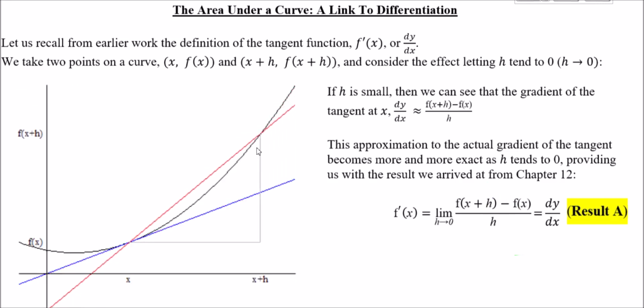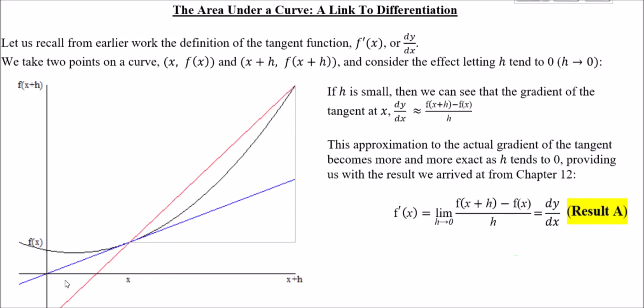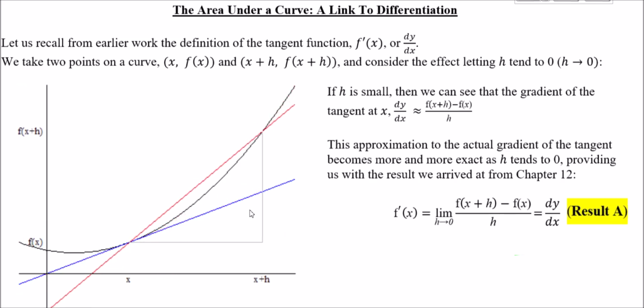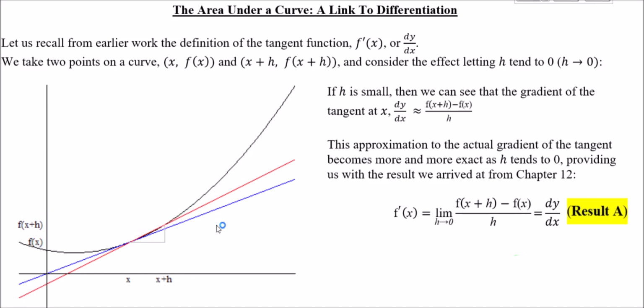So imagine this is the change in y, and this is the change in x, as the change in x goes closer and closer to 0. The tangent line is this blue line. The red line is the approximation. As you can see, the red line gets closer and closer to the blue line as h shrinks down to 0, until eventually the red line becomes the blue line in the limit that h goes towards 0. In other words, the gradient becomes the exact gradient of the tangent at x.